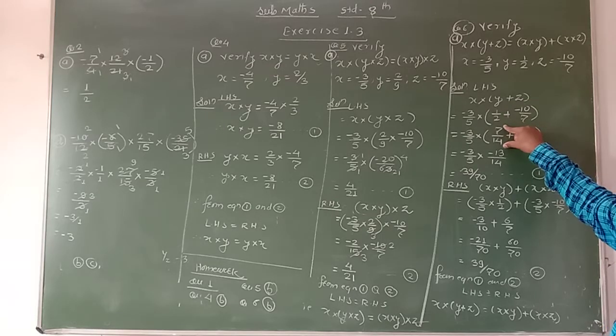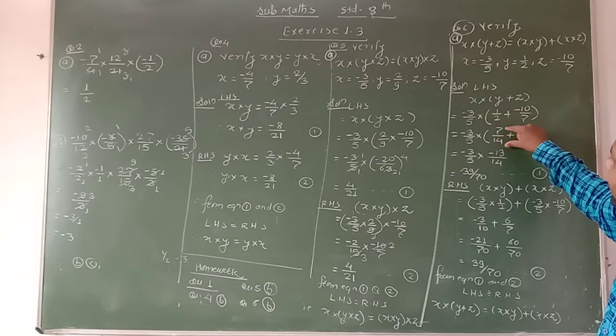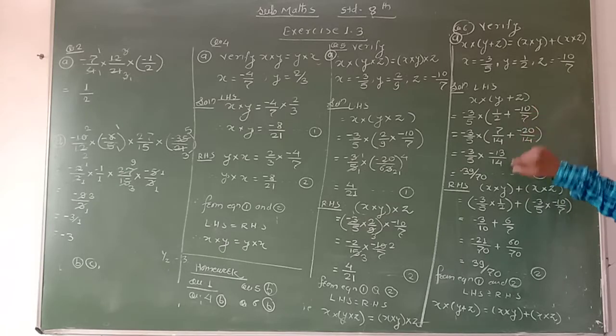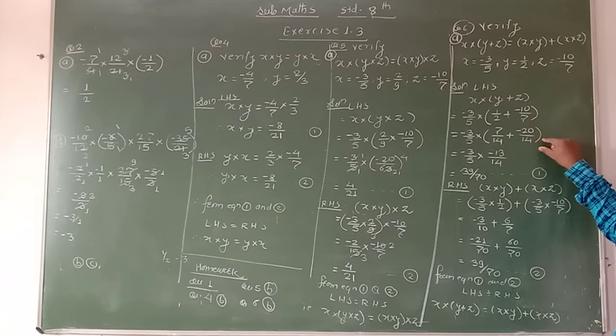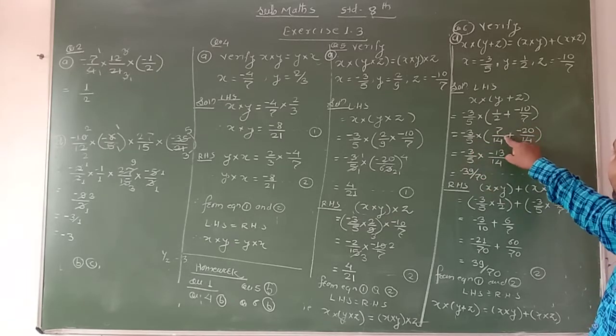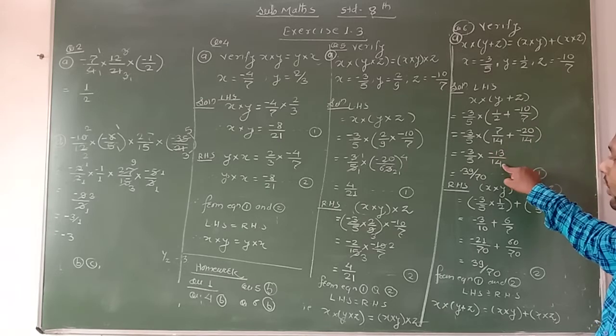You know how to make the denominator according to their LCM. There 1 upon 2 we write with denominator 14. Therefore we write 7 upon 14 plus minus 10 upon 7, we write minus 20 upon 14. Then minus 3 upon 5 as it is here. And then 7 minus 20, it is minus 13 upon 14 here we get.